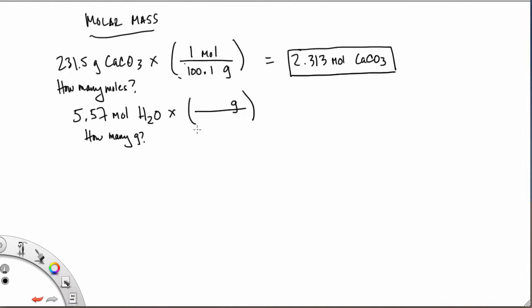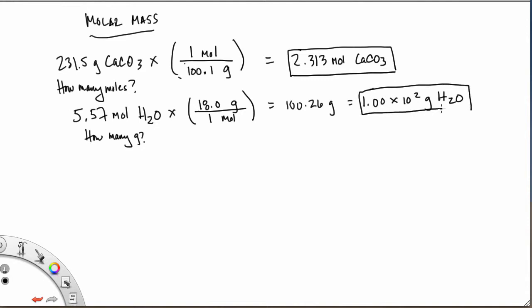This time grams will go in the numerator and moles will go in the denominator. My molar mass of water is 18.0 grams. So my problem becomes 5.57 times 18. And this becomes 100.26. We have to round to 3 significant figures, so this will round to 1.00 times 10 to the second grams of water. We need to put this in scientific notation in order to have the proper number of significant figures.